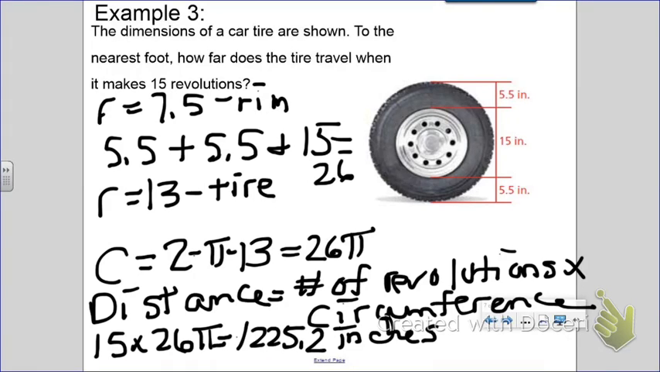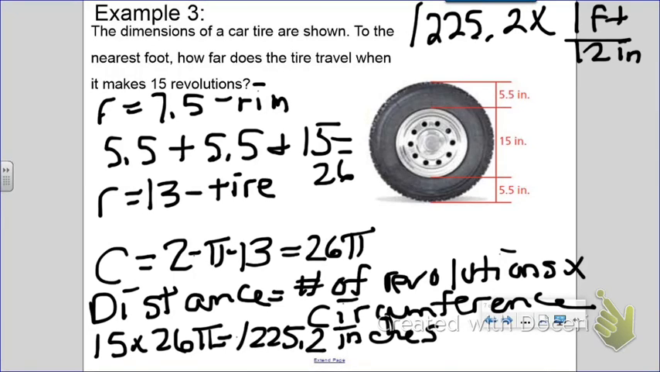If we convert that into feet, 1 foot is 12 inches. So I take 1,225.2, 1 foot over 12 inches, or divide by 12. We will end up with approximately 102.1 feet. So about 102 feet.